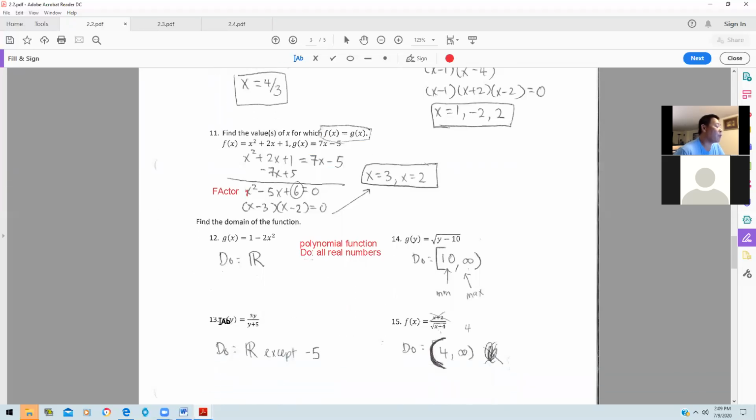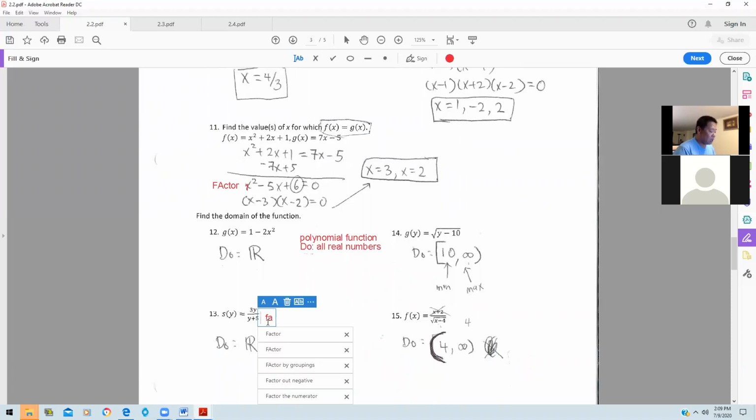All real numbers means everything from negative to positive infinity. Okay. For question 13, your domain here, because this is a fraction. So when you have a fraction, your domain says the denominator cannot be 0. So in this case, we make this equal to 0. So we say all real numbers except -5, because that will make it 0.